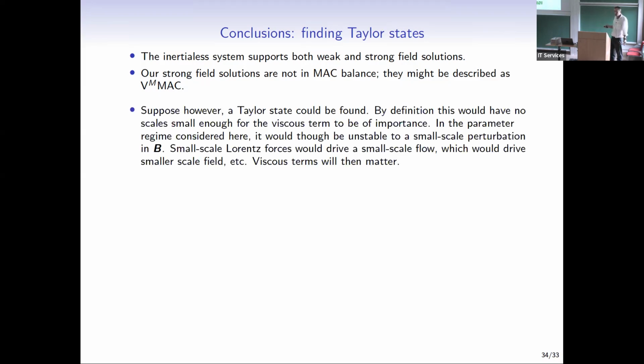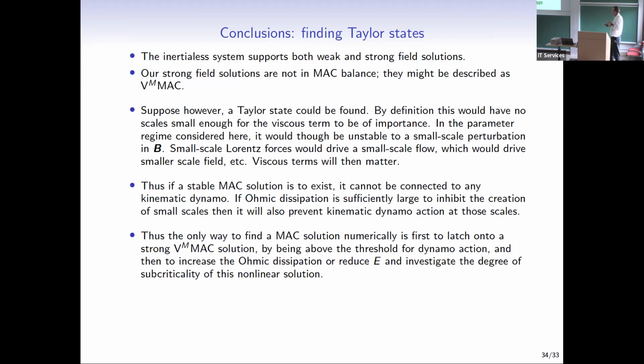You might say, if we found a Taylor solution, suppose we locked onto one or constructed one, would it be stable? We think not in our regime, because if you gave it a small scale perturbation in B, then you get small scale Lorentz forces, you get small scale flow, etc., and the small scale fields are maintained. So even if you constructed a large scale Taylor state, it would not be stable in this regime.